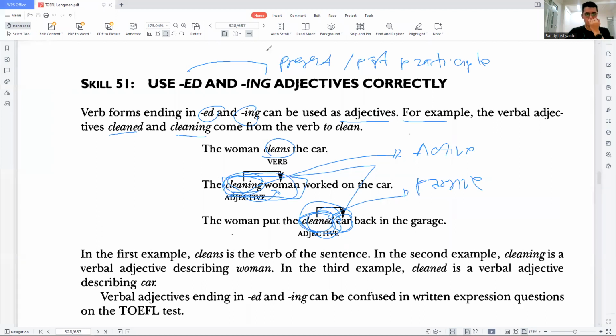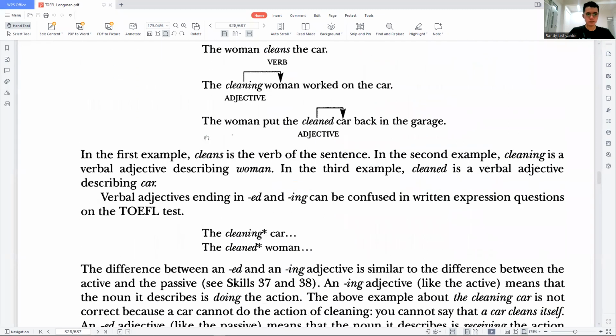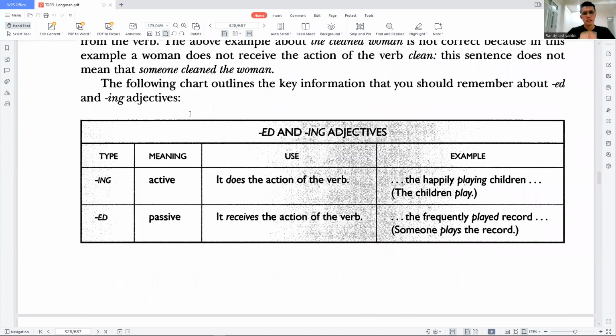Let's say there's a sample. In the table, type, meaning, and use. In active, ing, it does the action of the verb, while ed, it receives the action of the verb. That is the definition of active and passive. The example, the happily playing children, the children play. The frequently played record, someone plays the record. So playing is active, played is passive. Both of them can be used as adjectives that describe a noun.